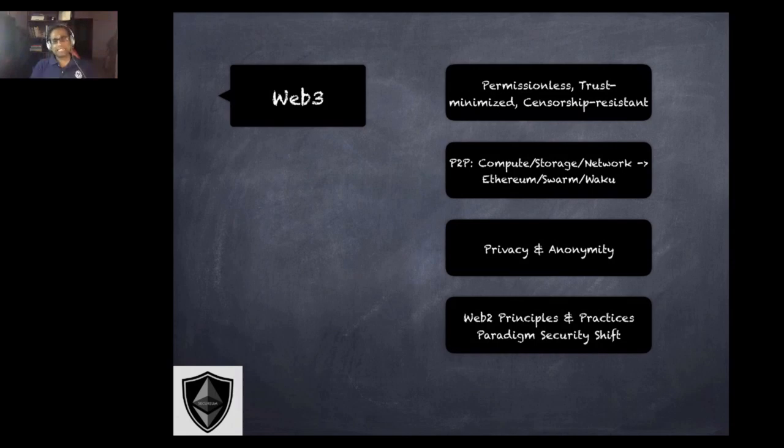So these Web3 infrastructures or protocols or applications are really being built on fundamentally different architectures compared to Web2. Web3 is all about peer-to-peer architectures, where we don't have this concept of a client-server paradigm that we are so used to in Web2. And this applies to compute, storage, and network. In the Ethereum case, Ethereum is really the compute part, and there are equivalent storage and network parts shown here. And Web3 is also really big about privacy and anonymity. And these have big influences on how we think about security in this space.